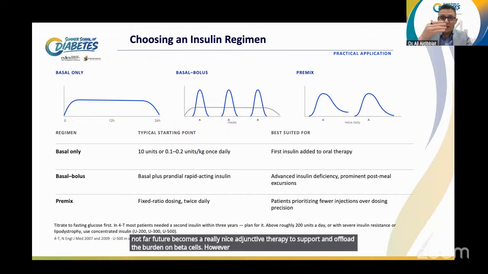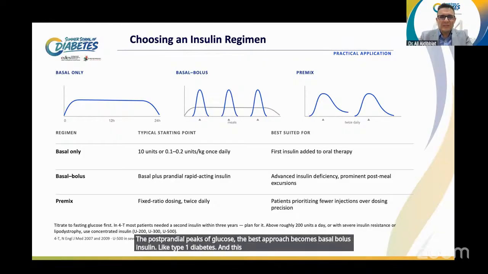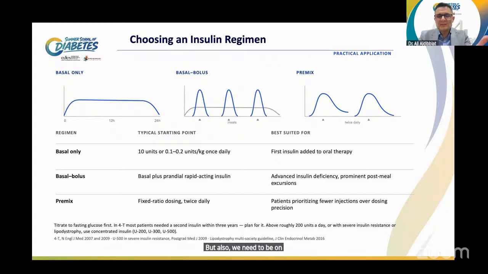However, if there are postprandial peaks of glucose, the best approach becomes basal bolus insulin, like type 1 diabetes. And this we see a lot in patients with long-standing type 2 diabetes with burnt out pancreas and beta cell failure. But also we need to be on the watch out. We see this sometimes in cystic fibrosis related diabetes.